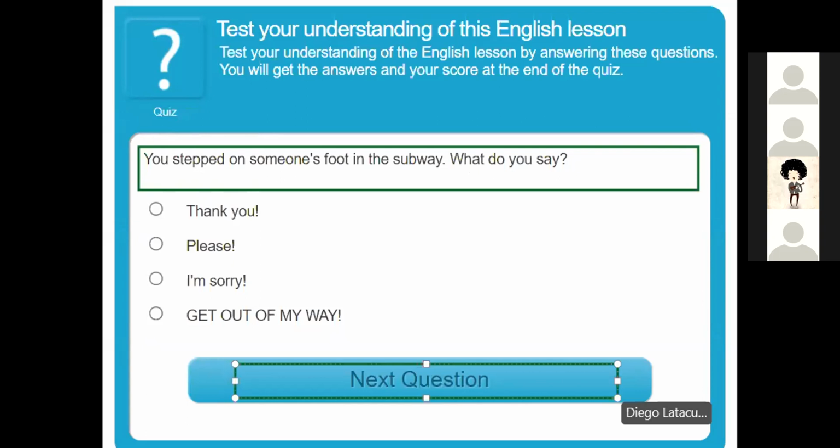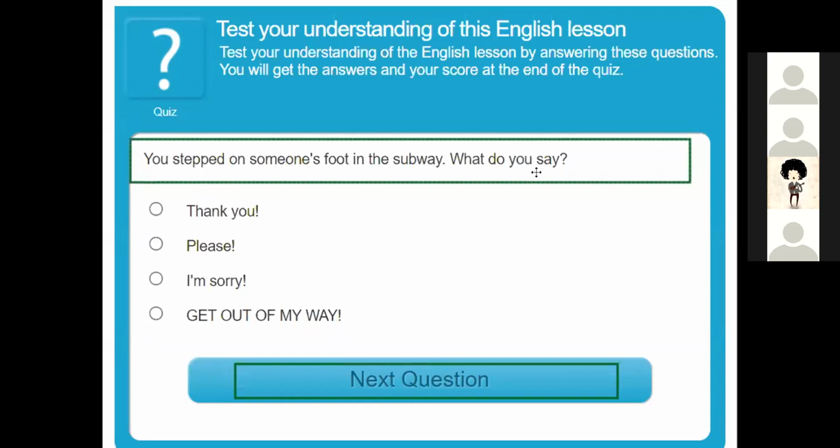Okay. You stepped on someone's foot in the subway. What do you say? Okay, you stepped on someone's foot in the subway. What do you say? Okay, do you know what this question means? ¿Qué significa esta pregunta? Que nos da un ejemplo. ¿Qué significará you stepped on someone's foot? You stepped on someone's foot.